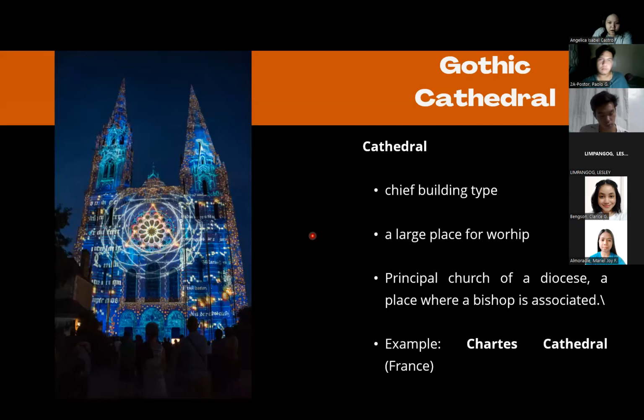Moving on, Gothic architecture or Gothic cathedral. Cathedral is now your main building type. It's a large place of worship and it's the principal church of a diocese, siya yung main church sa isang lugar. Example, Manila Cathedral, but this is your Chartres Cathedral in France.